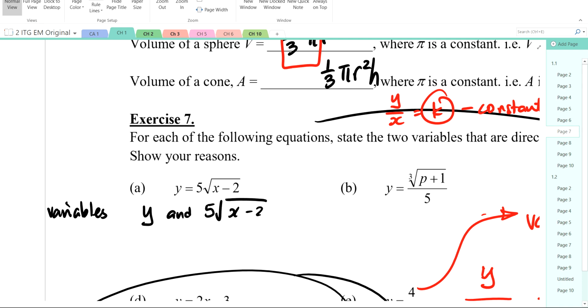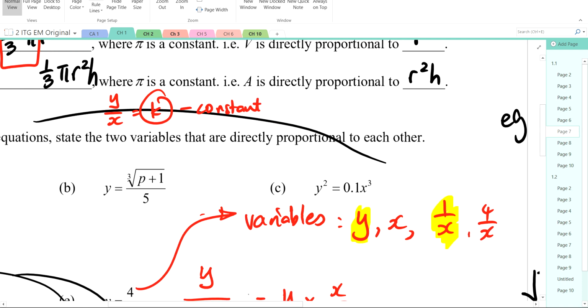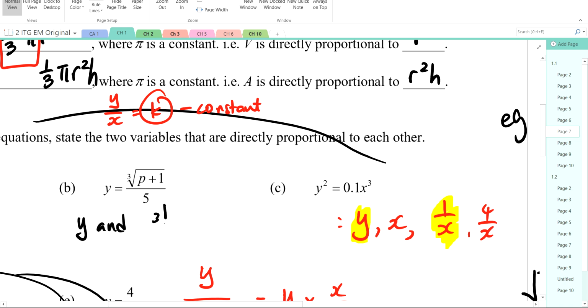Okay, let's try the next one. So this is my cheat method. The two variables are y and cube root of p plus 1 over 5. Can or not? Can. You still get 1. Is it a constant? Yeah lah. So this is an alternative answer.